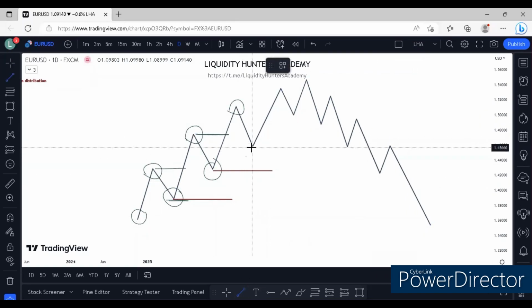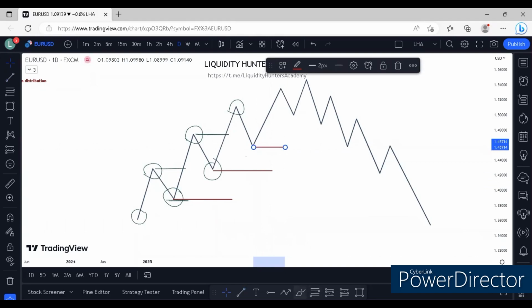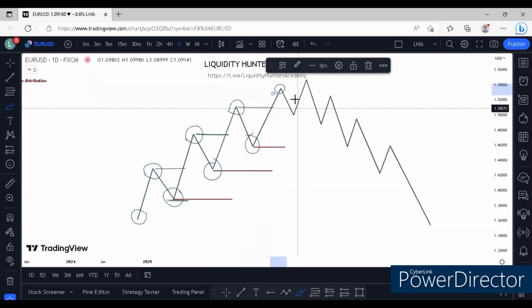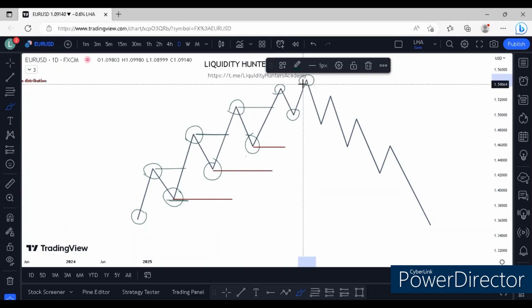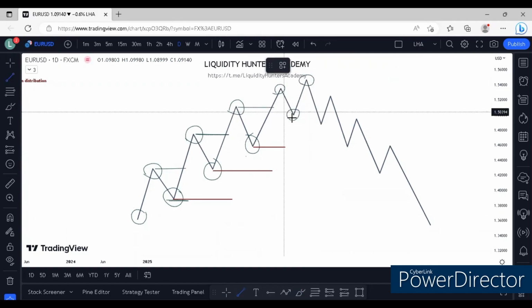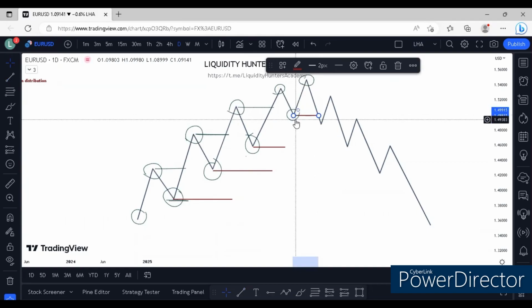the baby steps. So now we have this low that is protected. And this low broke structure again and printed a higher high as well. Price retraced to this level and then created a high. So our protected level is here. We don't want to see this strong low break.